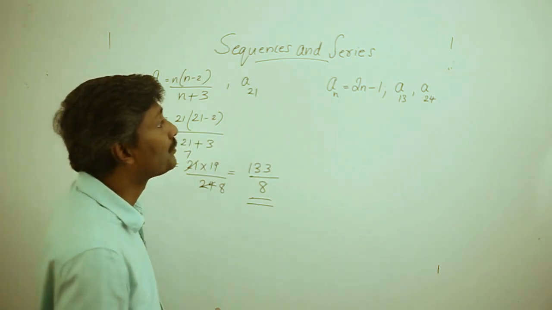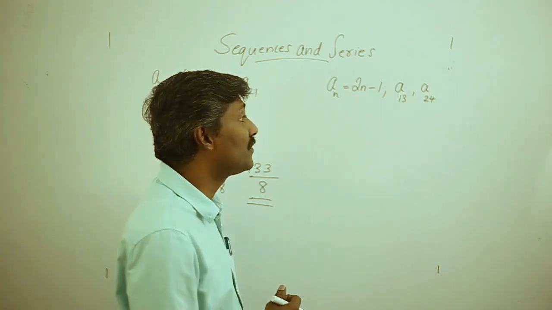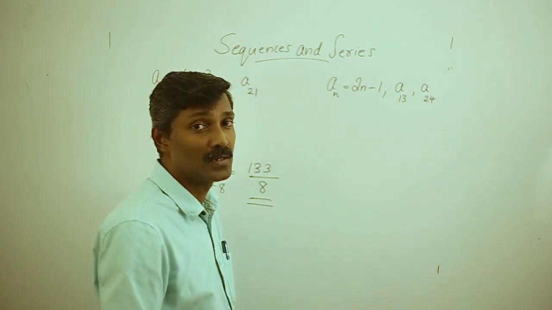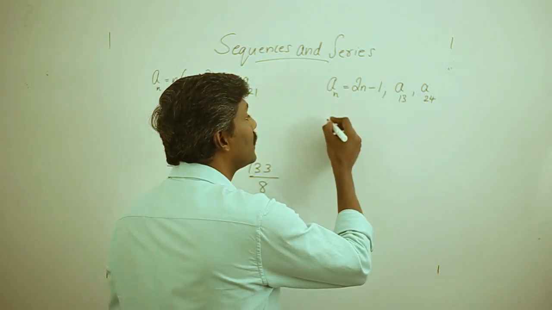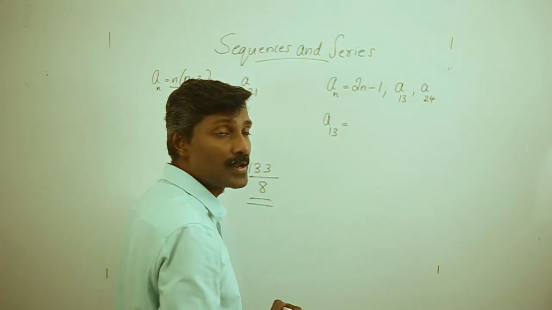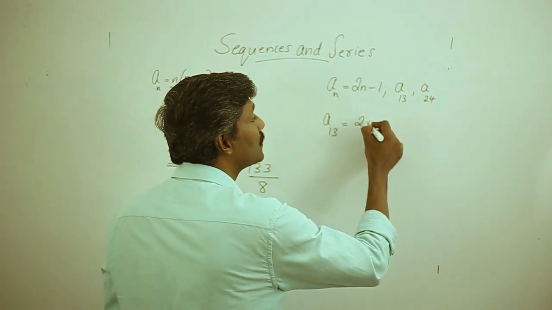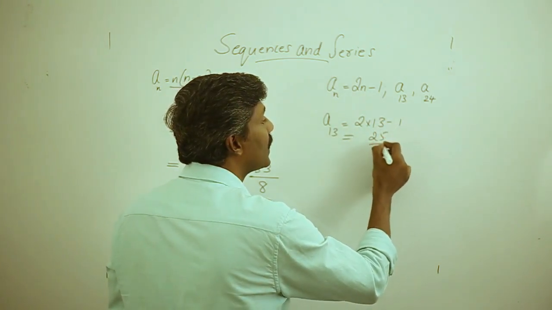Okay, now what is the solution for the next problem? You are asked to find out the 13th and the 24th terms in this particular sequence. So let's find out the 13th term first. How do you find that? Just replace n by 13. So this is 2 into 13 minus 1, which is 26 minus 1, that is 25, right?